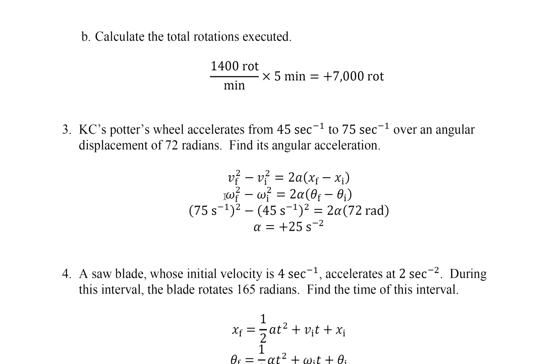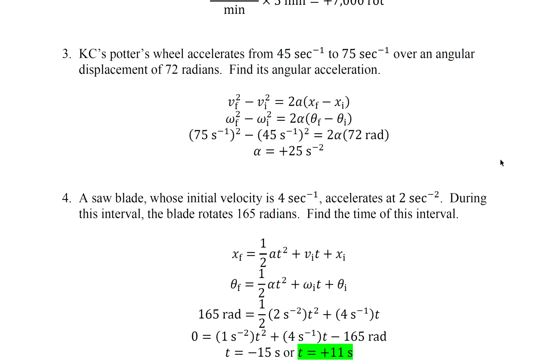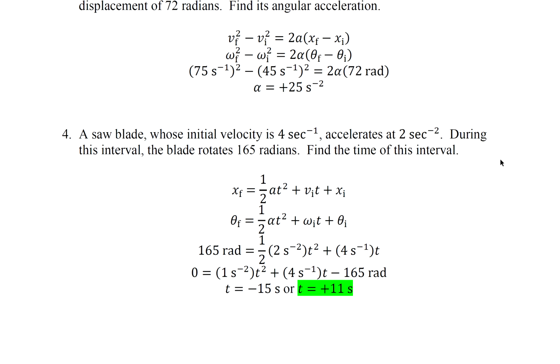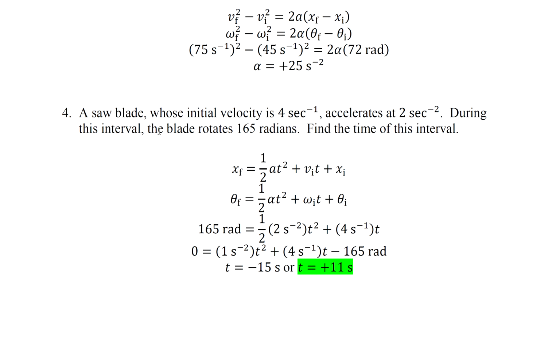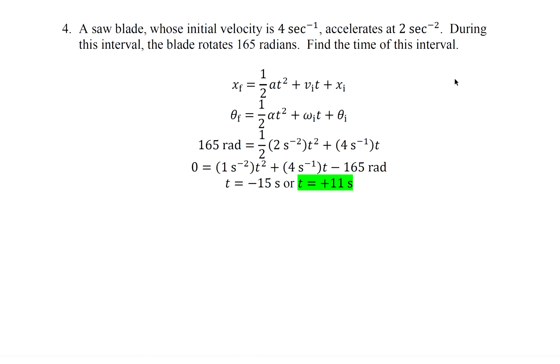So we're going to use this equation. Question 4. A saw blade whose initial velocity is 4 rad/s accelerates at 2 rad/s squared. During this interval, the blade rotates 165 radians. Find the time of this interval. So this first highlighted equation is a SUVAT equation. This is the angular motion equation. Then solve for time.